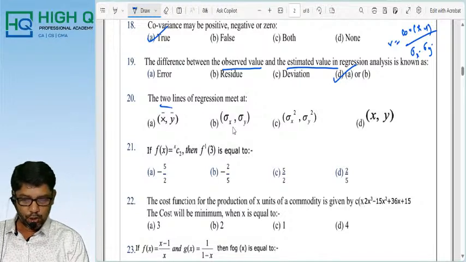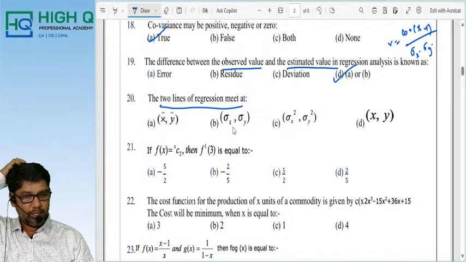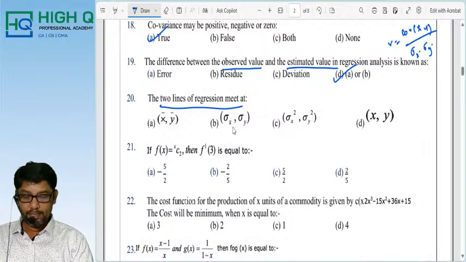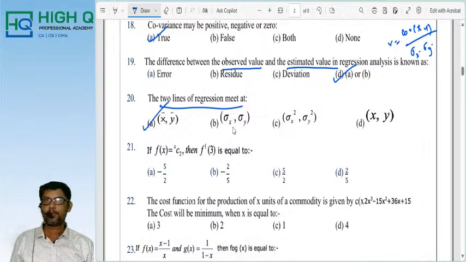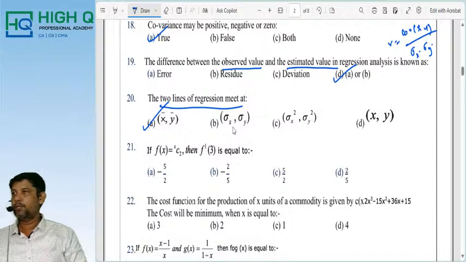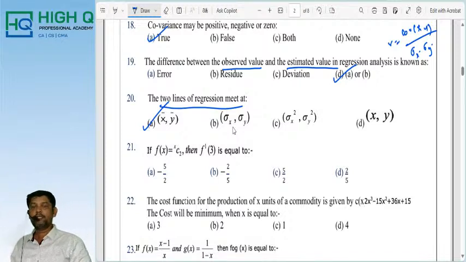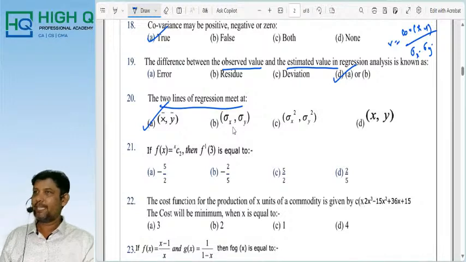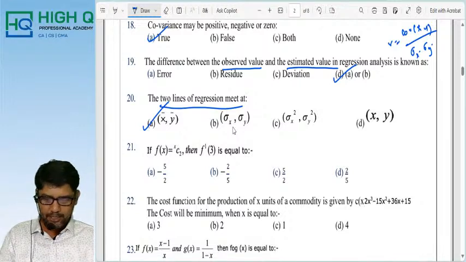Next, the two lines of regression meet at what point, my dear? Always at X bar and Y bar. My dear, it's a very important question. In the examination, how the questions are expected, I'll tell you. They will give you two regression lines. Find the arithmetic means. If these two are given, then what you have to do? Solve them simultaneously, get the values of X and Y. That is what our X bar and Y bar are. Am I right, my dear?